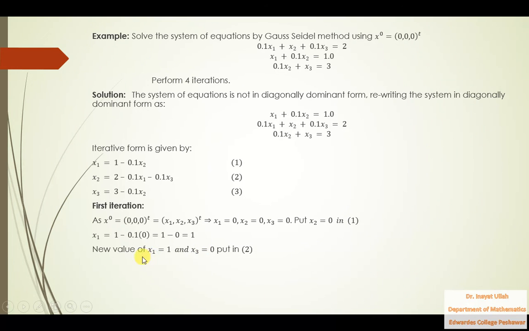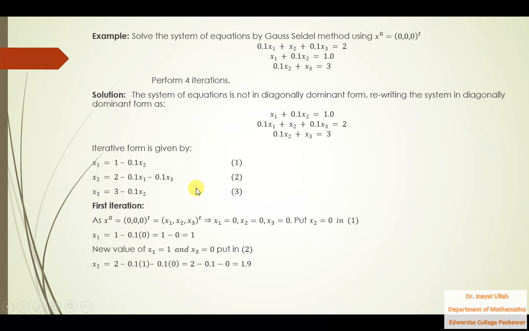We see that the new value of x1 is 1, and x3, we didn't find x3 in the previous stage. x3 is 0. So these are the updated values. In equation number 2 there are x1 and x3, so we need to use updated values of x1 and x3. The updated value of x1 is 1 and the updated value of x3 is the same, 0. So use these two to get x2 equal to 1.9. Now this is the updated value of x2, 1.9, the new value of x2.